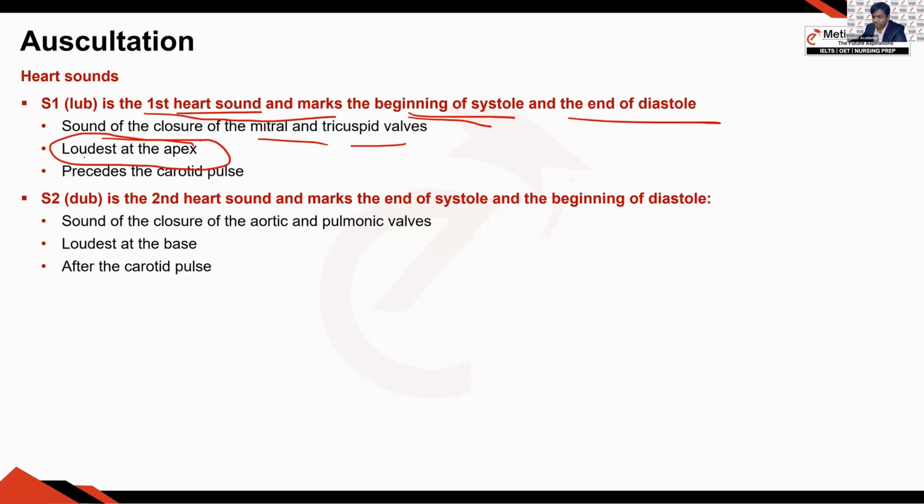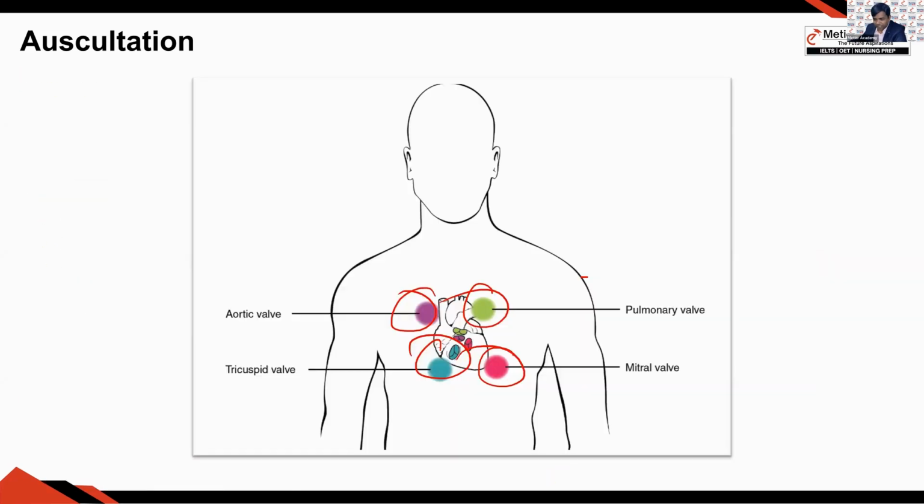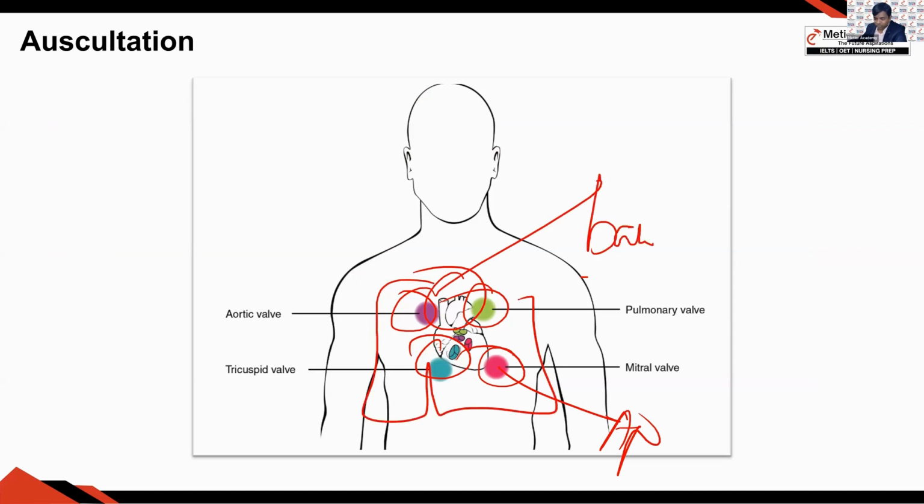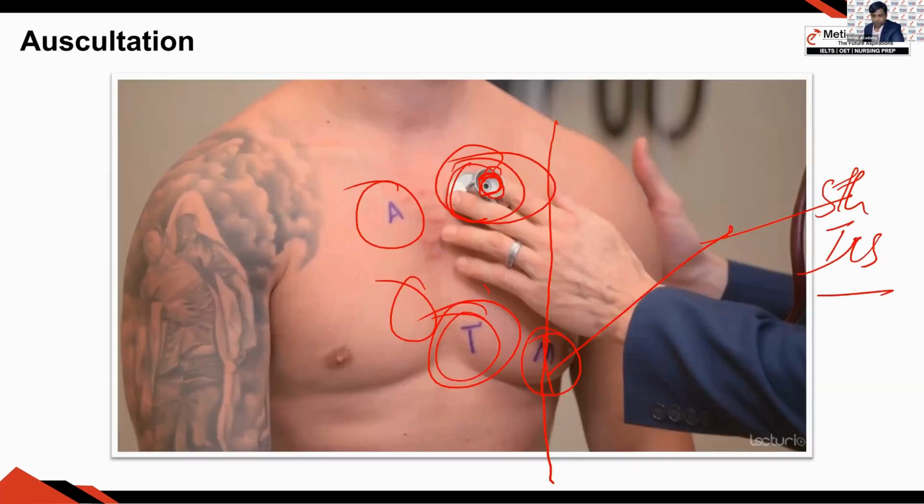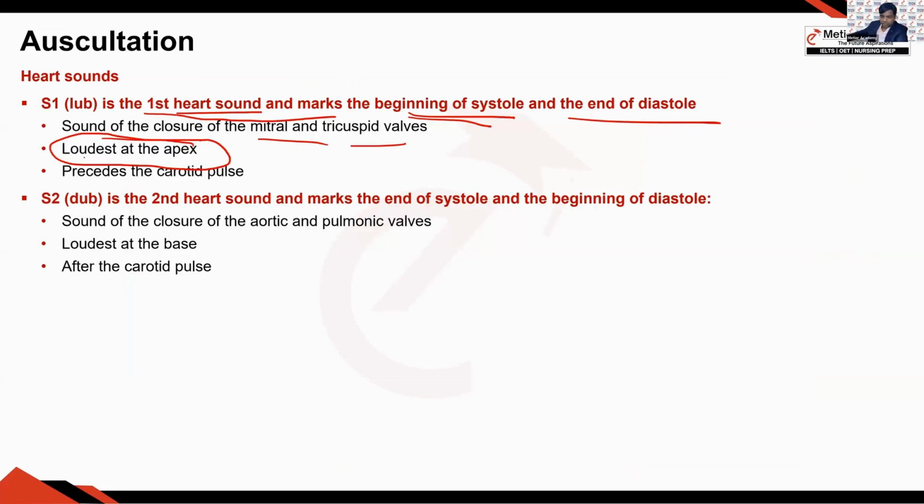Where is the apex? In the heart, here is the apex and the base is here. But in the lungs, it is opposite. Here is the base and the apex is the upper side. Just opposite. Okay, clear. So now you have a question here.